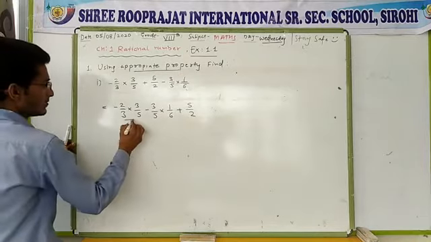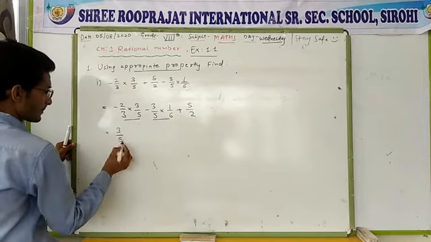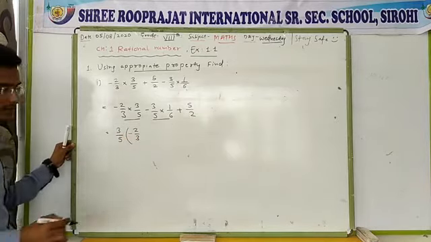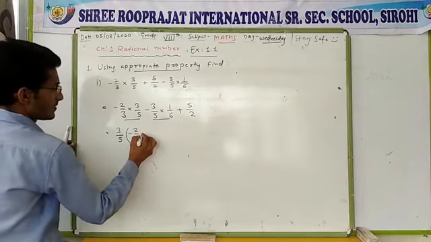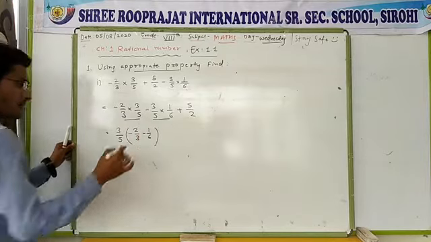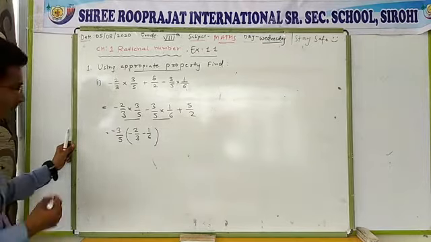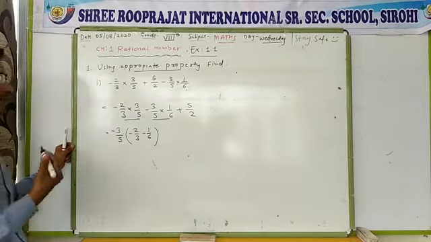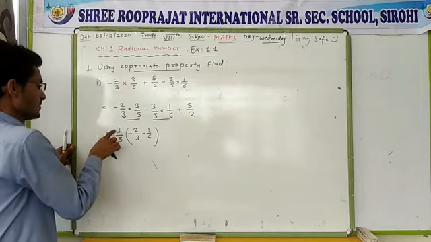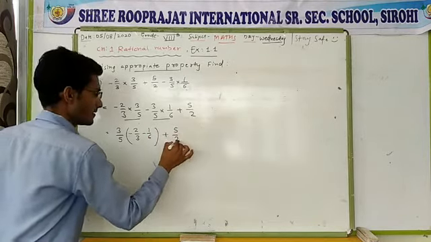Now this one and this one have a common factor. If we take 3 by 5 as common, here you will have remaining minus 2 by 3, and here you will get minus 1 by 6. If you take common minus 3 by 5, it will be a plus, both of them. Now it's your choice: either you take minus 3 by 5 as common or plus 3 by 5. And the last one is plus 5 by 2.